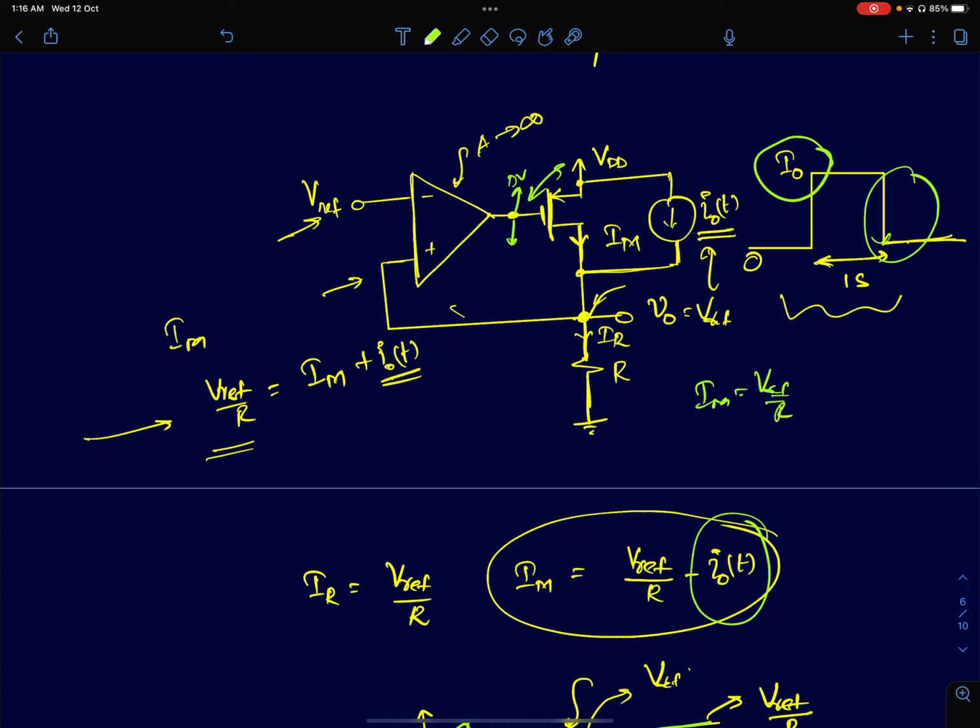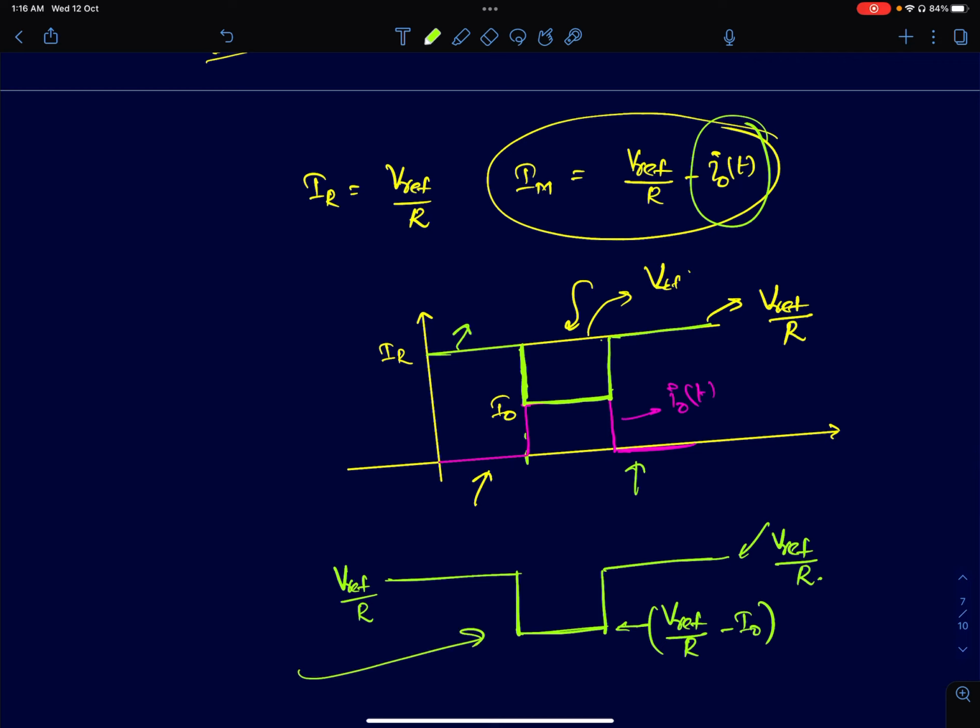So that's what happens in the circuit. The current in the MOSFET will decrease by I0 units. So that's what I've shown here. This is IM as a function of t. This is what happens when I connect a pulsed current source.